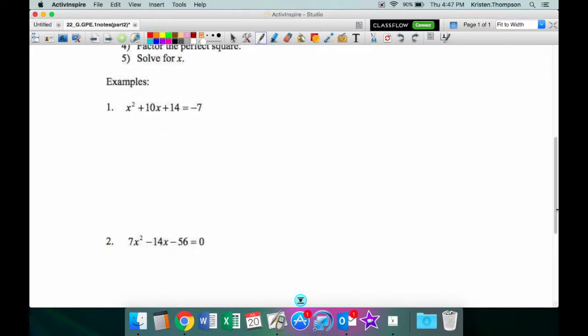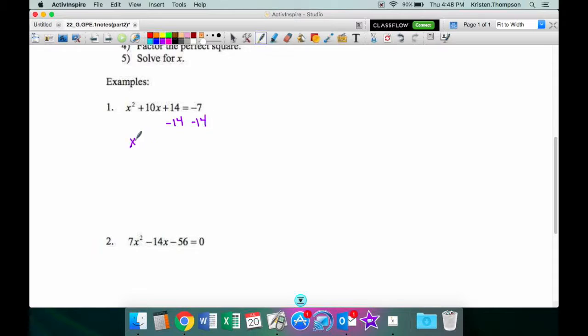Example 1. We have x squared plus 10x plus 14 equals -7. The very first step is to isolate our constants on one side and our linear and quadratic terms on the other. So that means that I want to keep my x squared and 10x on the left, and I want to move anything without an x term to the right-hand side. So I want to move the 14 to the other side. To do this, obviously, I'm going to subtract the 14 from both sides.